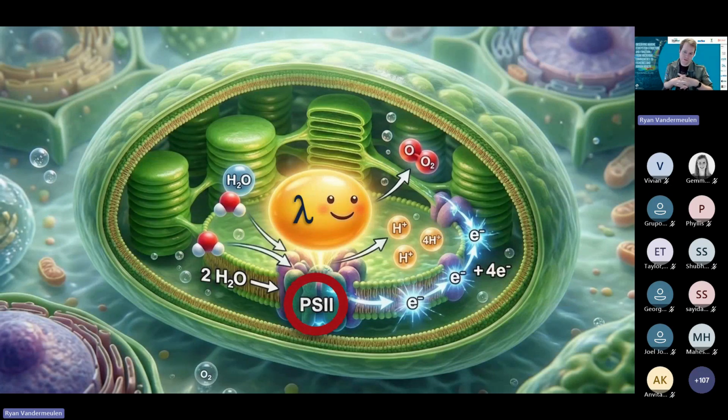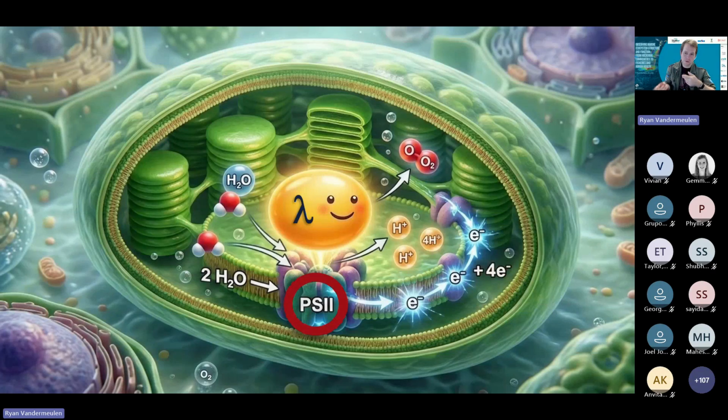So the goal of photosynthesis is not simply to capture light. The goal is to convert that light energy into chemical energy. And that process begins at photosystem 2. So photosystem 2 is one of the first major protein complexes in the photosynthetic electron transport chain.